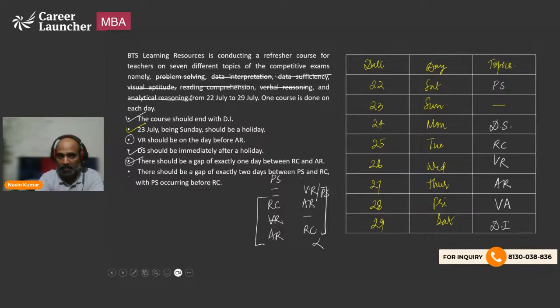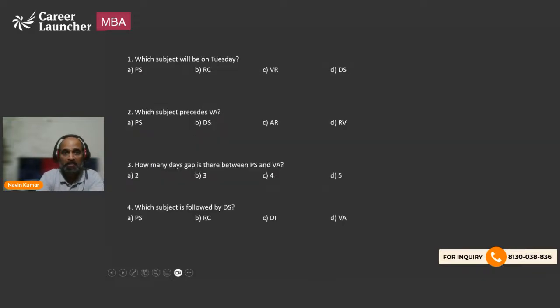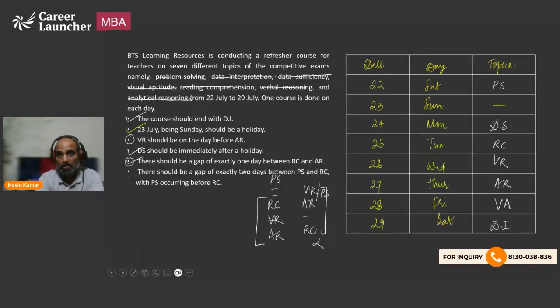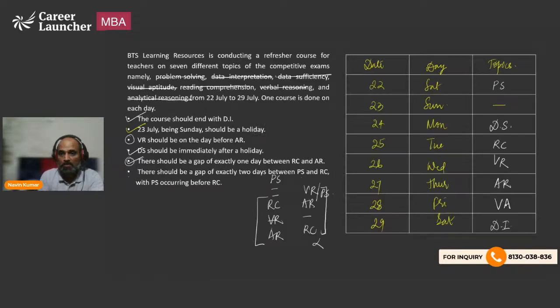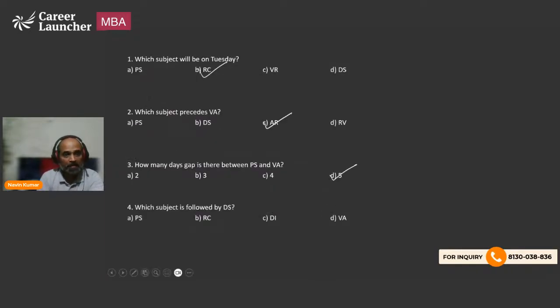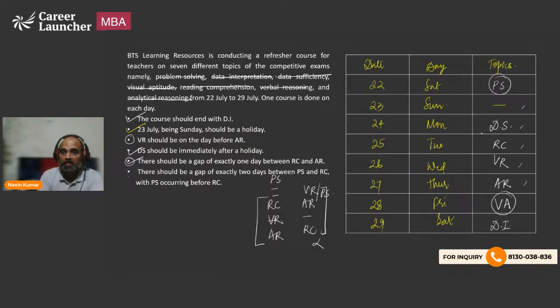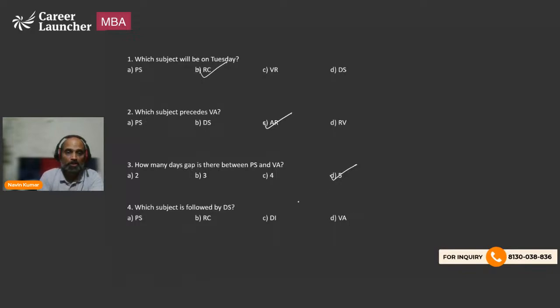Okay. Once we have filled the table, let's look at the questions. Which subject will be on Tuesday? We can see that on Tuesday we have got RC. So option B. Second, which subject precedes VA? It means which one is before VA? That's going to be AR. Option C. How many days gap is between PS and VA? VA is on Friday and PS is on Saturday. So we have a total of 5 days gap between them. So option D. And which subject is followed by DS? Followed by means after. So after DS, we have got RC. So it's going to be option B now.